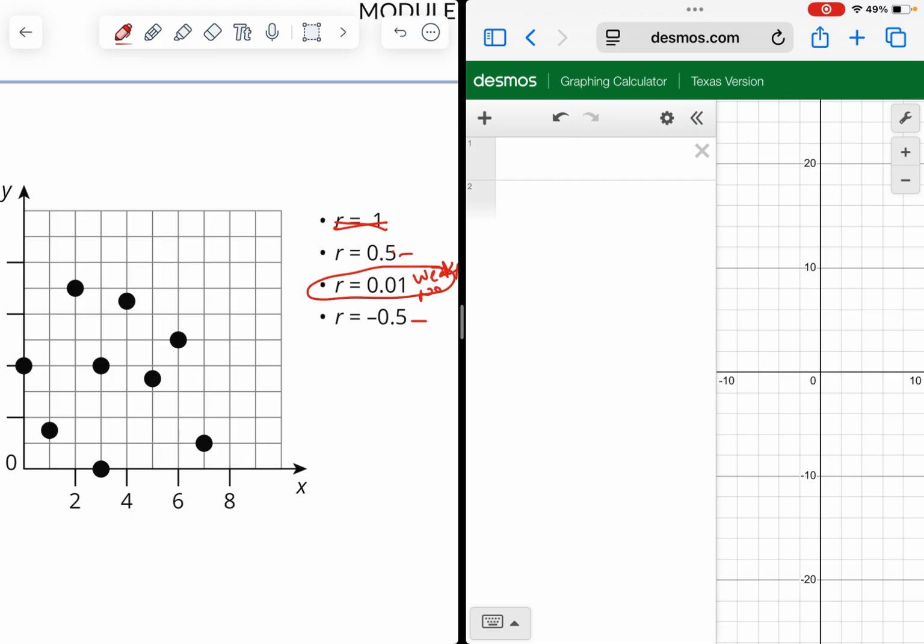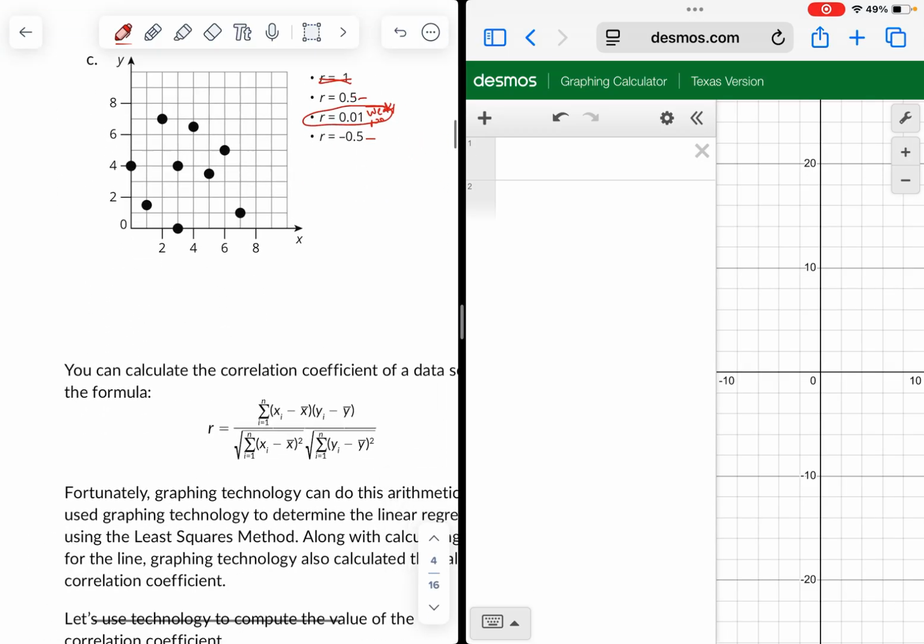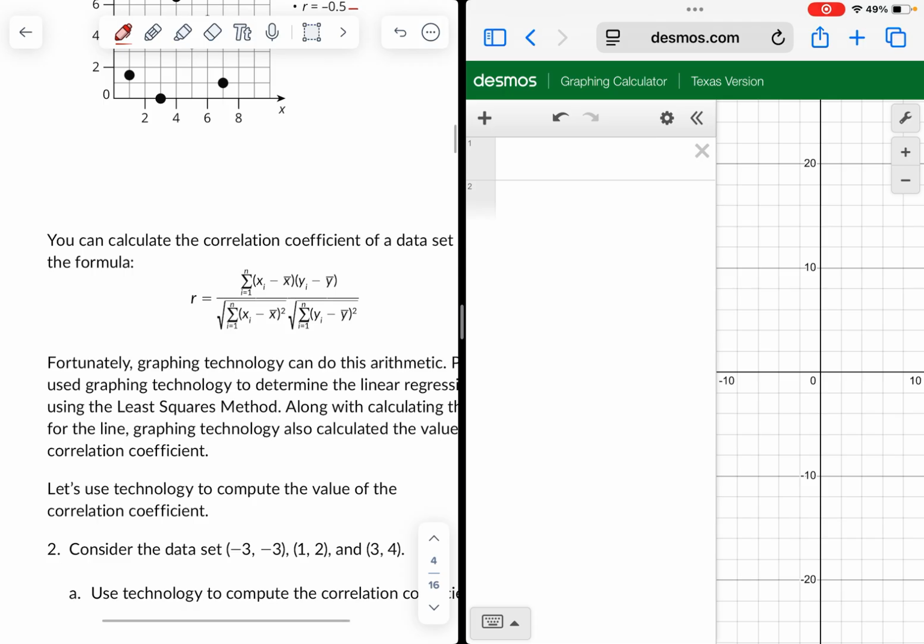Guys, this is the one we want to go with. We want to pick the one that says weak to none. I can't make a prediction. When X is 8, I have no idea what Y is going to be because those dots are all over the place. Okay?